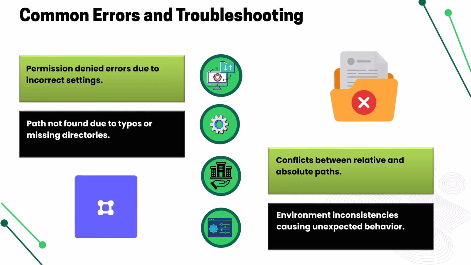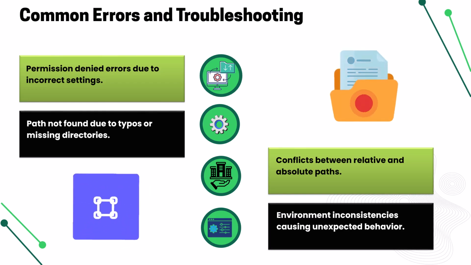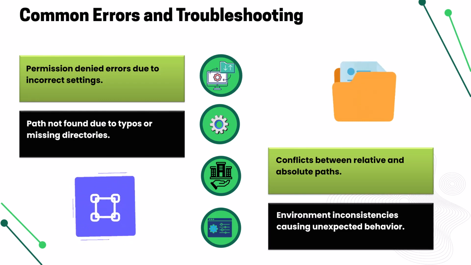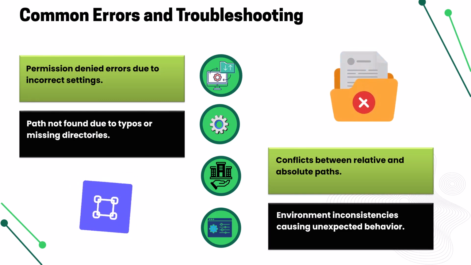The dreaded errors. Permission denied. Check your settings before raging at your keyboard. Missing paths. Probably a typo, or your directory took a vacation. Mixing relative and absolute paths. That's asking for trouble. Lastly, watch out for environment differences. Debugging one system doesn't mean it works everywhere.